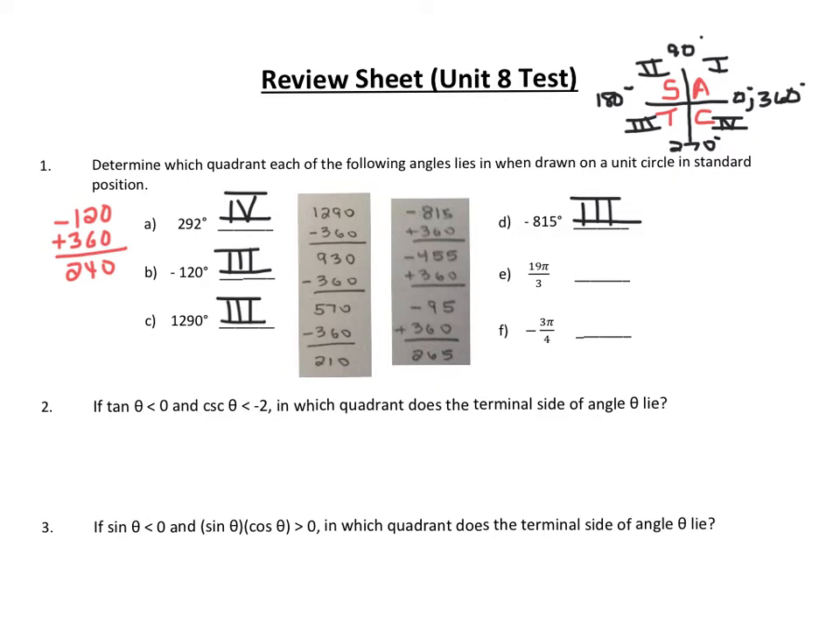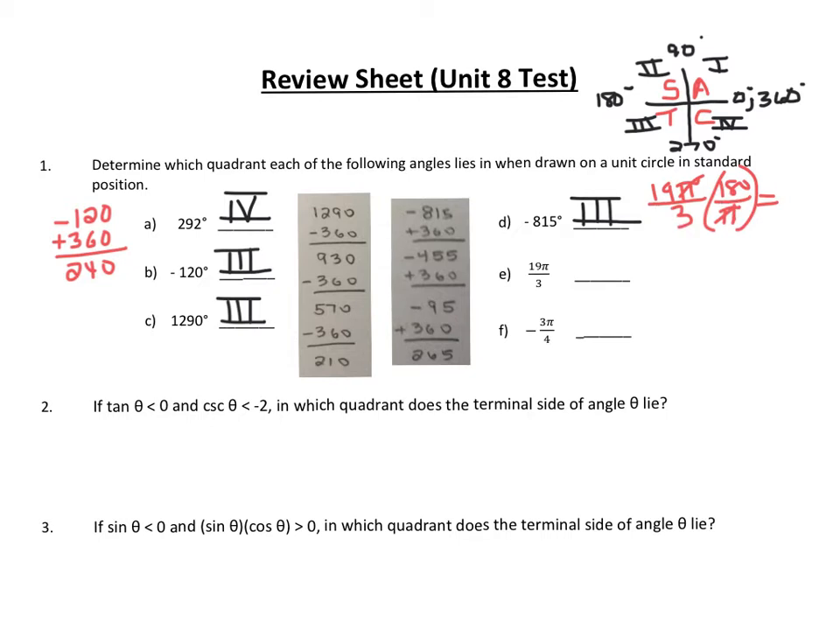Okay, now with letter E, you could see that it's written in terms of radians. We're given 19 pi over 3. I'm just going to squeeze this in over here. So in order to change to degrees, we want to multiply it by 180 over pi. So this pi cancels out with this pi, and then I like to do 180 divided by 3, which is 60, and then I just figure out what 60 times 19 is.